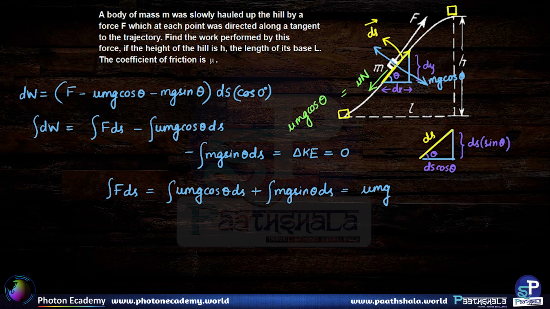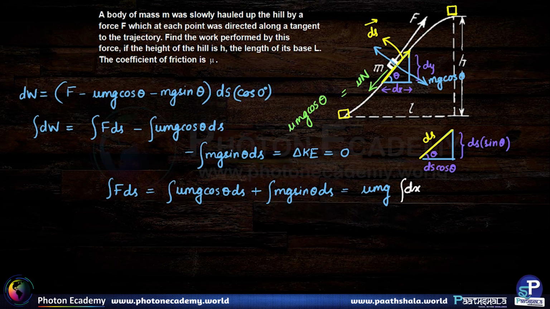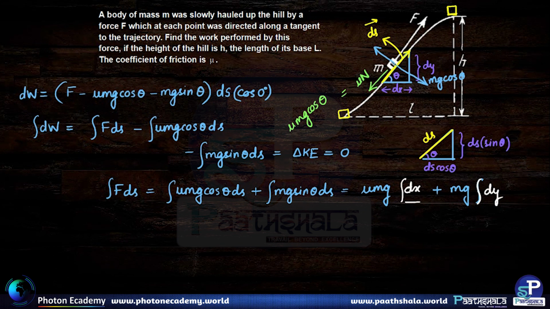So these are the two equations that we'll be using now. So this is mu mg integration of dx over here, which is ds cos theta, and plus mg again is constant, so we can write down mg integration of sin theta ds. So that happens to be equal to dy. So I can write down that is equal to integration of dy. Now integration of dx happens to be the length L, and integration of dy happens to be the height h. So this I can thenceforth write as mu mg L plus mg h.